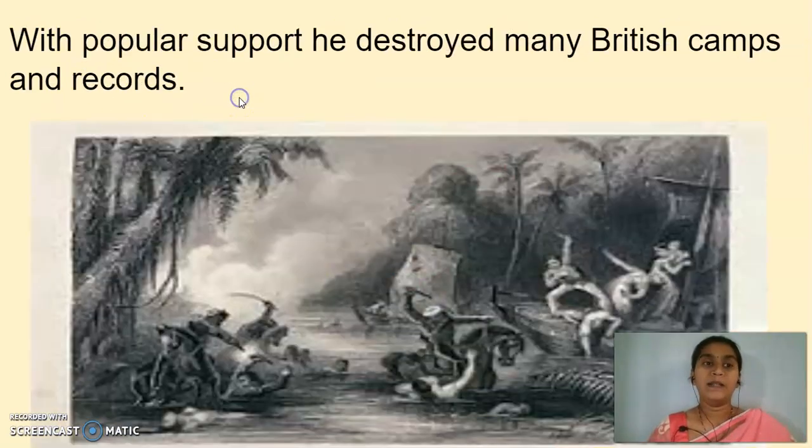Okay, see. With popular support, he destroyed many British camps and records. So finally what happened? With the support of many other people from the locality around Kittur, he destroyed many of the British camps and records also. Okay. Because the British people, as we know, were collecting more taxes, they were putting more restrictions on our Indians, and they were trying to control the entire Kittur. So that is the reason they were trying to suppress the British. So that is the reason they destroyed many British camps and even the records.